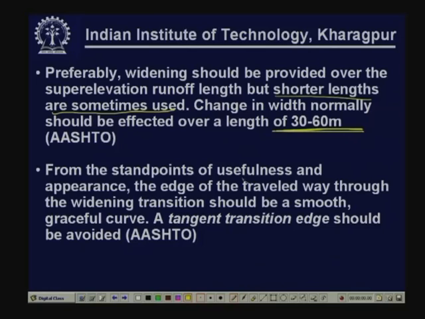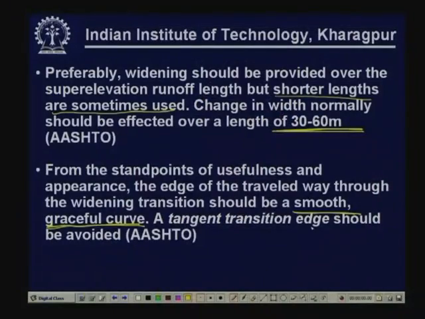From the standpoint of usefulness and appearance, the edge of the travelled way through the widening transition should be a smooth, graceful curve. This is very important, which is often overlooked, because we provide the transition curve for a specific reason, and a transition curve is a curve. So, when the extra widening is also introduced, it is necessary to have a smooth, graceful curve at the outer edge. The appearance should be like a smooth, graceful curve, not a tangent transition edge.